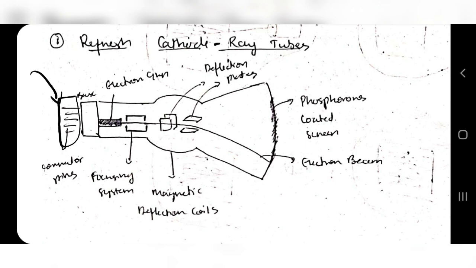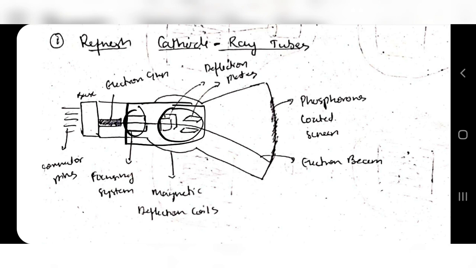So the pins are connected here for electricity purposes. Okay, and this is the base for holding the device, and here is the electron gun. In the electron gun, that is where the electrons are emitted, and the electrons go like this and touch the other atoms. Okay, and these are the focusing systems and magnetic deflection plates to set the direction.